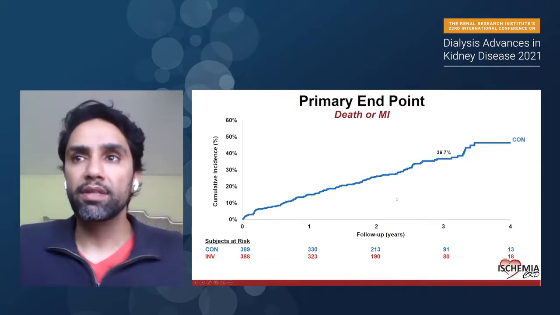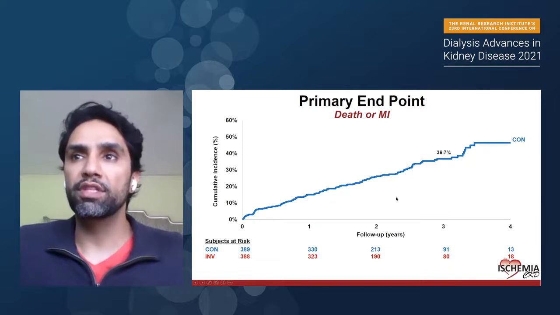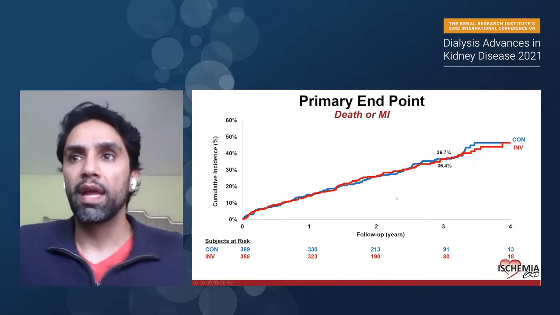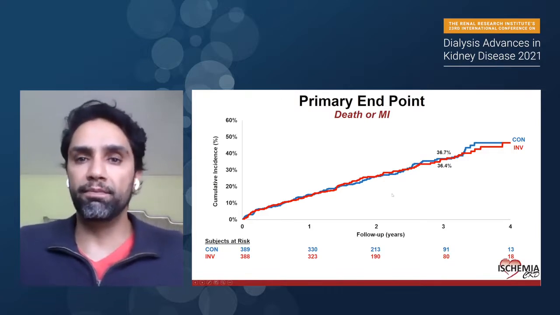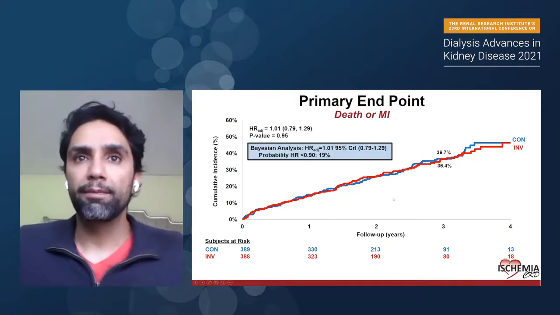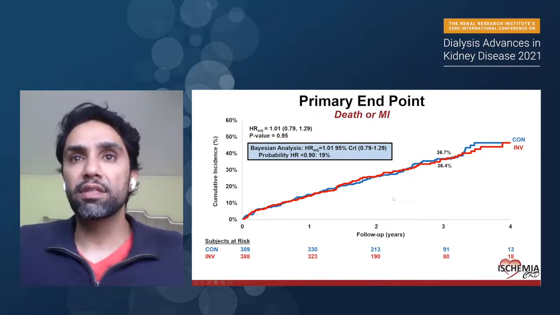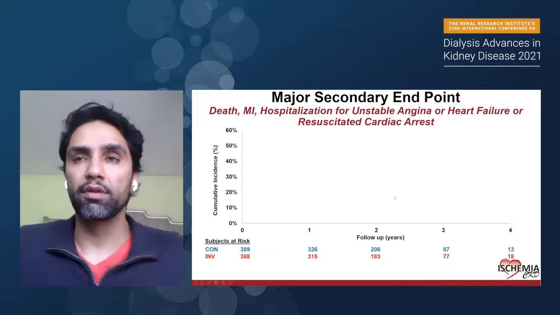So let's look at the endpoints. At a mean follow-up of 2.3 years, death or MI occurred in 36.7% of the conservative group and 36.4% of the invasive group. So no different with the conservative strategy versus an early invasive strategy. Non-significant as expected. In a Bayesian analysis, pointing towards whether one might be better than the other, again, there was no difference between these different groups.